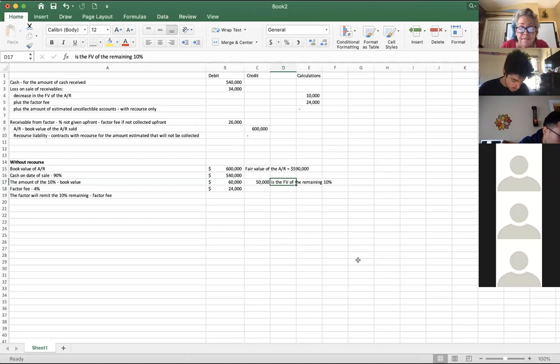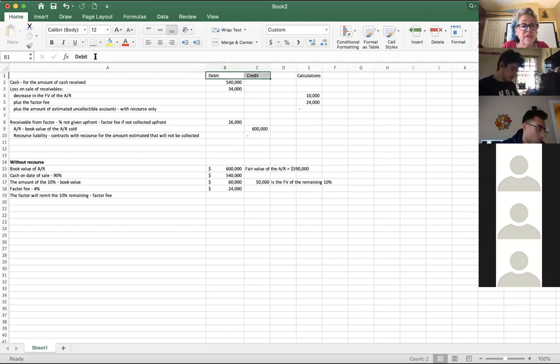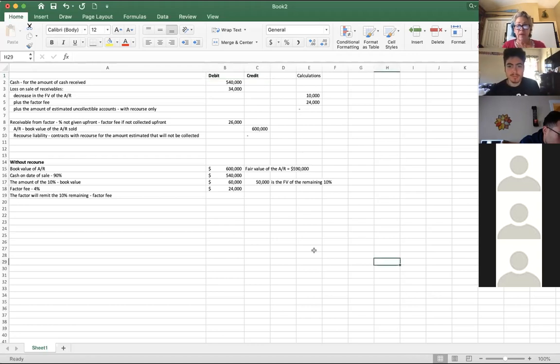Any questions? So your final journal entry will have 3 debits, for cash, loss on receivables, and receivable from factor, and then 1 credit for the AR. Correct. You won't have those 10,000 or 24,000 in an actual journal entry. No, I've labeled this calculations. I've labeled this debit and credit so that you can see where the journal entries is. Okay, I think I've set it up better so that the calculations of how to calculate the loss on receivables are clear.